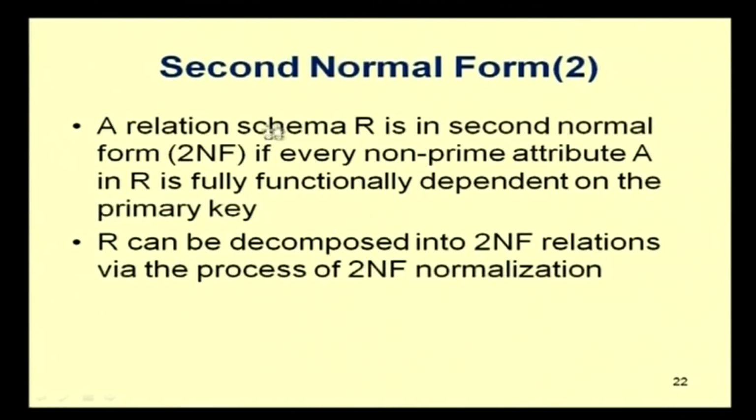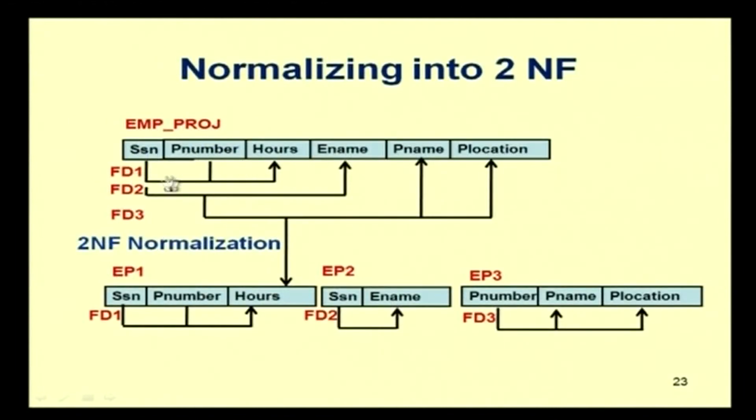Relational schema R is in second normal form if every non-prime attribute A in R is fully functionally dependent on the primary key. R can be decomposed into second normal form relations via the process of second normal form normalization. Now, let us look at this example.